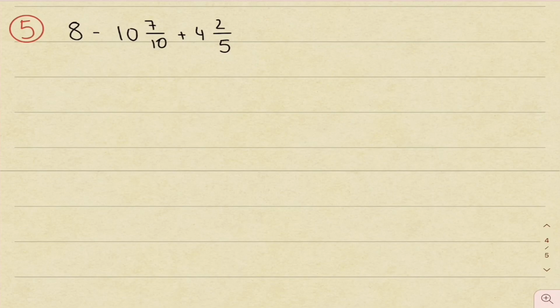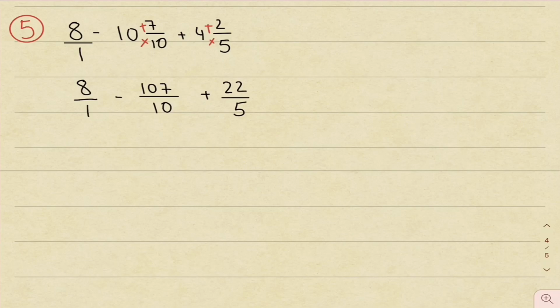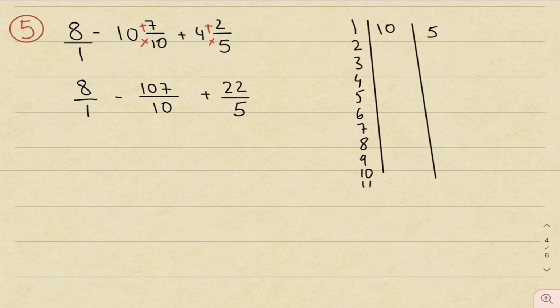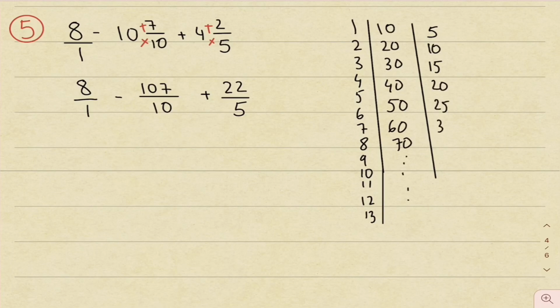The first thing that I'm going to do is make 8 a fraction by putting it over 1. Convert the mixed numbers to improper fractions. Now I'm going to go ahead and list the multiples of 1, 10, and 5. Now what is the least common multiple here? What do they all have in common? They have 10. So the LCD is 10. I'm going to put 10 in the denominator.